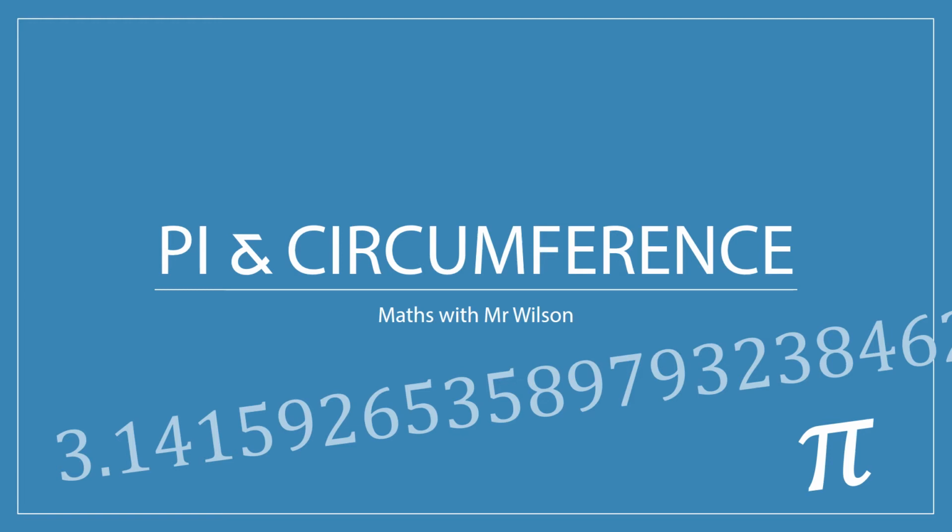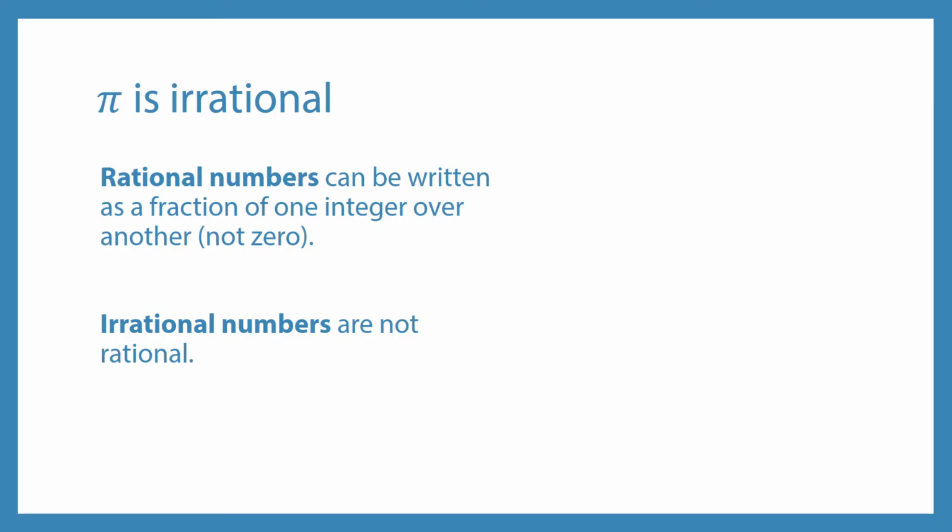Hello, welcome to this lesson where we're going to look at pi and the circumference of circles. So pi, which is written like this, is what we call an irrational number.